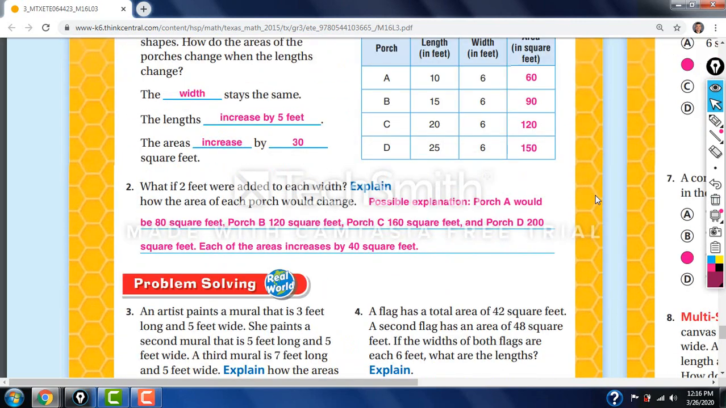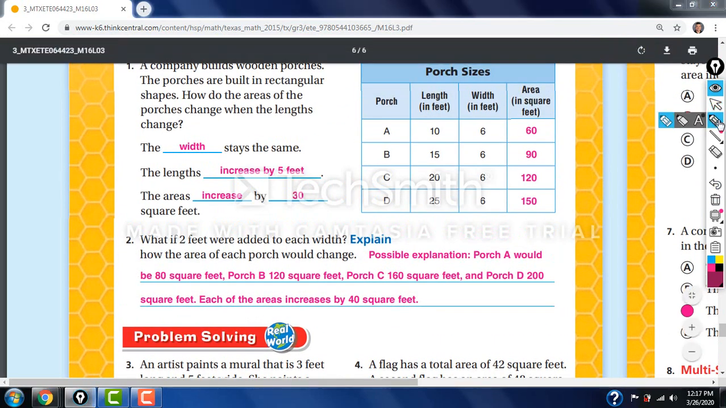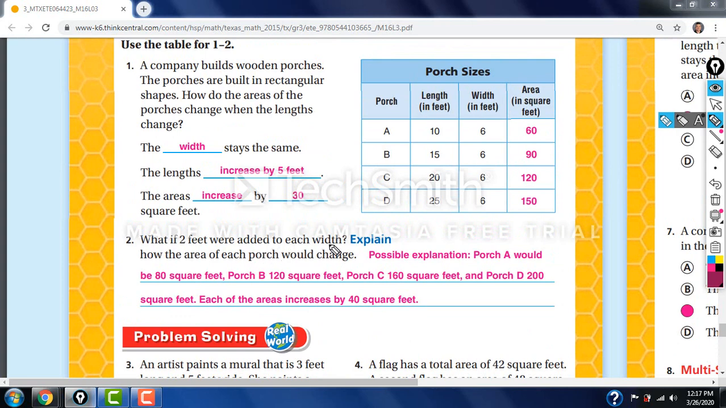So let's look at the next one. And again, let's work it out. What if 2 feet were added to each width? So now the width, instead of being 6, they're adding how many? They're adding 2. So now it's an 8. 8, 8, 8, 8, 8. And then I figure out my area. 10 times 8 is what?